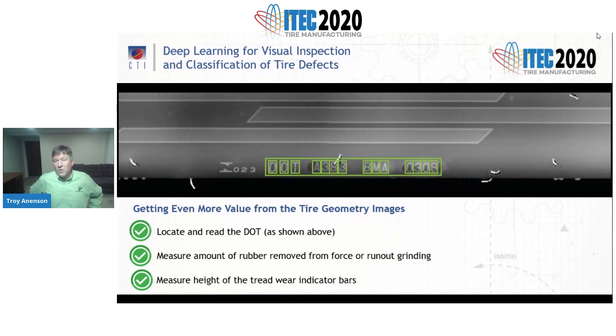And it can even measure the amount of rubber removed by force or run-out grinding on a tire uniformity machine, or even measure the height of the tread wear bar indicators deep in the tread grooves. Once the deep learning model is trained, it could even run directly on the tire geometry systems, classifying any defects, reading the DOT code, measuring the height of the tread wear indicator bars, and even checking grind appearance. It could make those tasks part of the final geometry grading results.